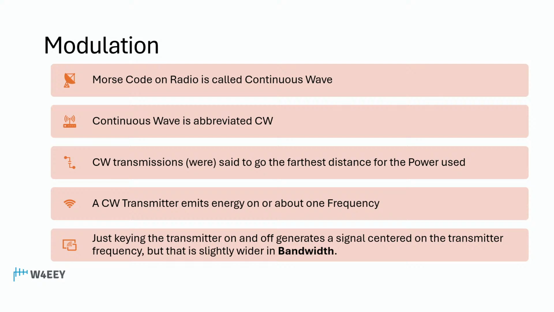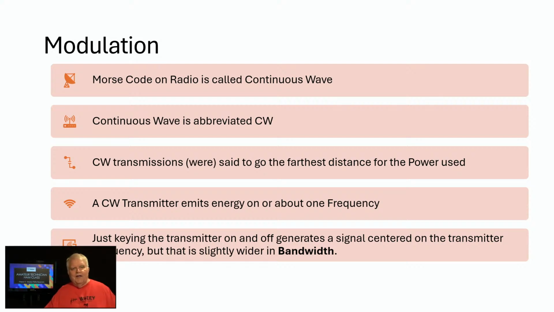So it's called continuous wave, Morse code transmission on radio. It had to do with, back in the day, they used spark generators and things like that. And when they came to Morse code, they were using electronic oscillators. So that was called a continuous wave. It's abbreviated as CW. And CW transmissions in the past were said to go the farthest for the amount of power that would be used. Now, there's a new mode, we'll talk about it, that actually goes a little bit farther even than Morse code.